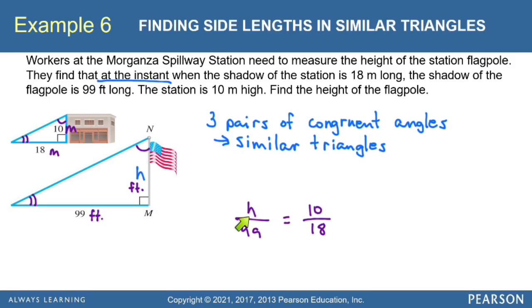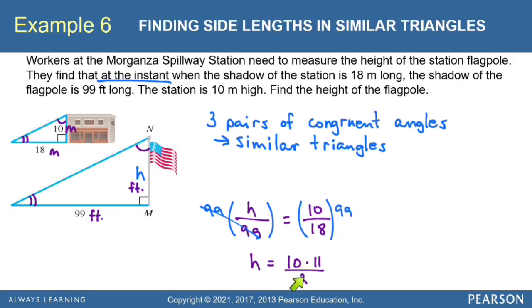All right, now how do we solve this? We just need to eliminate the 99 in the denominator, so we're going to multiply both sides by 99, and that will divide out from the left side, and that will leave us h equals 10 times 99 divided by 18. If you want to do this mentally, the 99 and the 18 can both be divided by 9. So when we do that, we have h equals 10 times 11, because 99 divided by 9 is 11, and then divided by 2, because 18 divided by 9 is 2. So all I've done here is simplify.